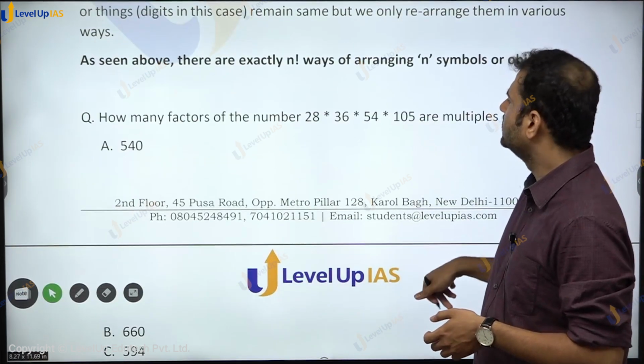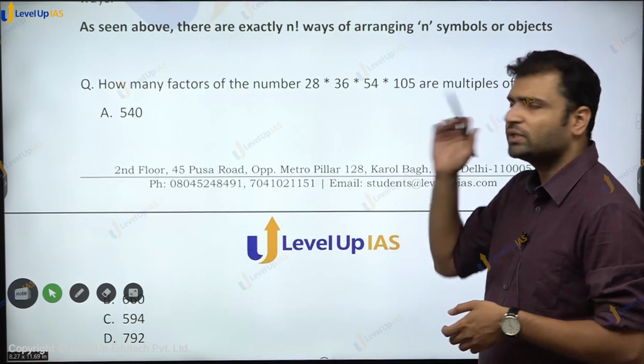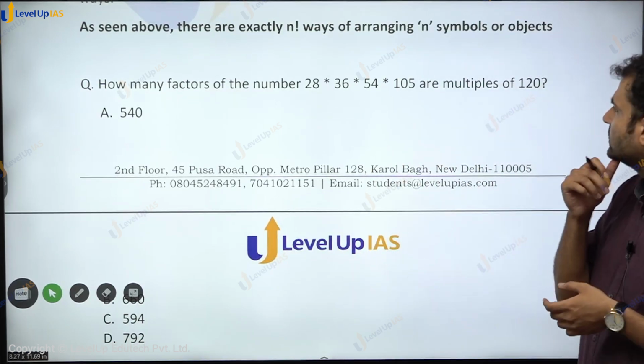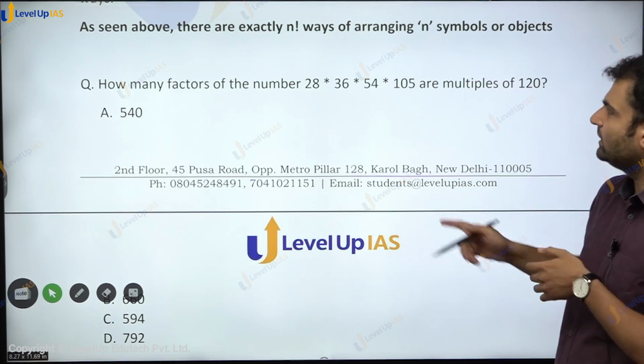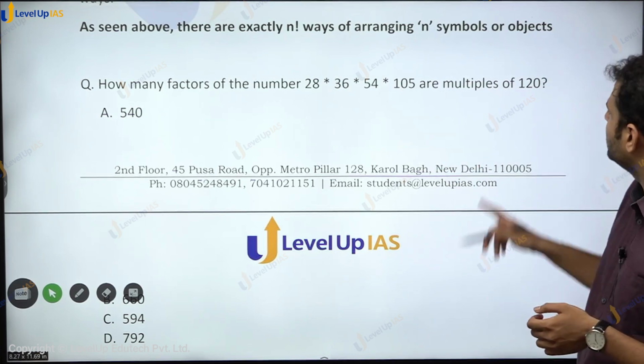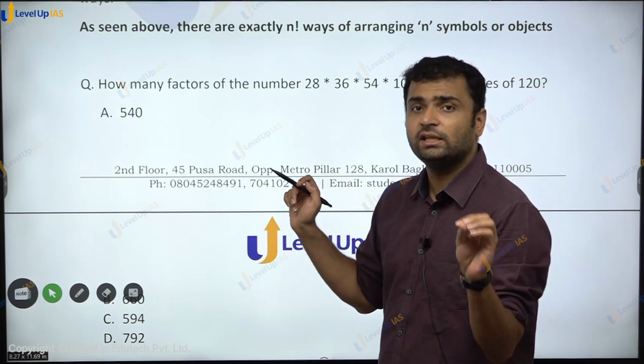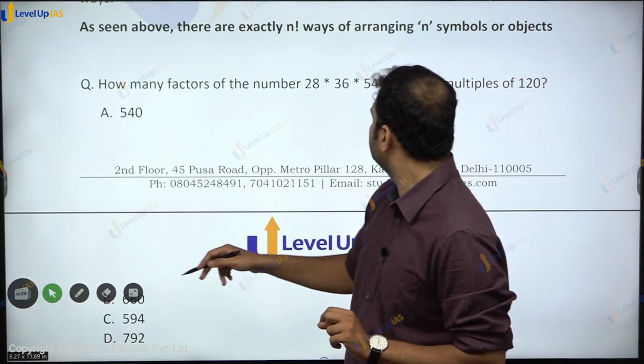And this is a different question, so I wanted to discuss it. Question is, how many factors of this multiplication are multiples of 120? So how to do this, just see: 28, 36, 54, 105.